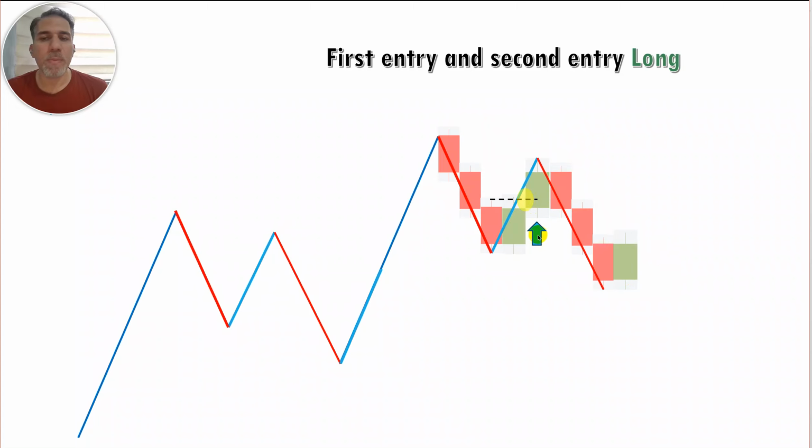Now, the difference between the first one and the second one is that this is in the lower zone. ICT guys would say premium and discount. So it could be the lower retracement. And the reason that this is retracing back is because it is reacting to something in here.